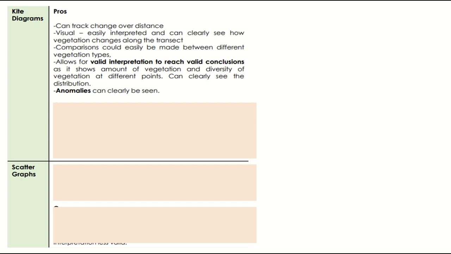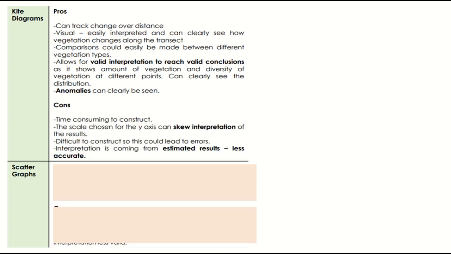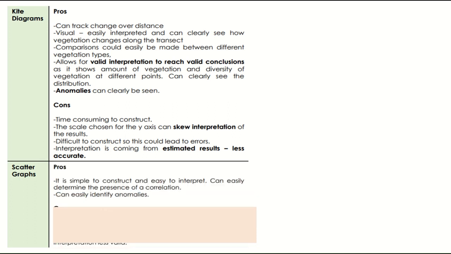It allows us to make easy comparisons, and it allows for valid interpretation to reach valid conclusions as well. However, they're really time consuming to construct. They're difficult to construct, so can lead to errors, and the interpretation is coming from estimated results as well. So really, the scale that we choose, they took ages to draw in class, if you remember, not a real positive of this method. We also made a scatter graph of the different wind speeds.